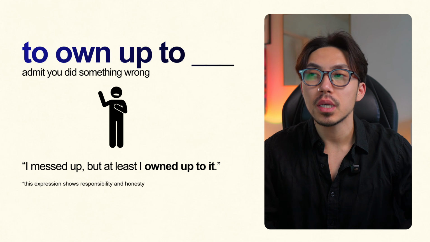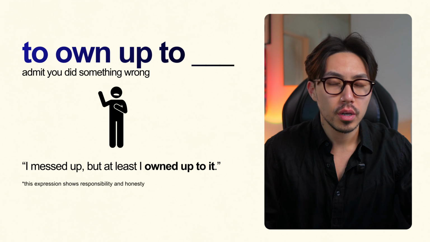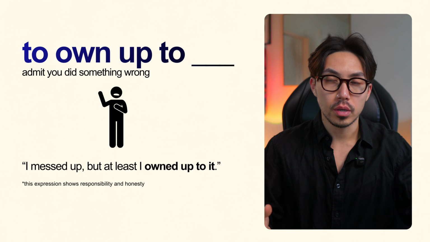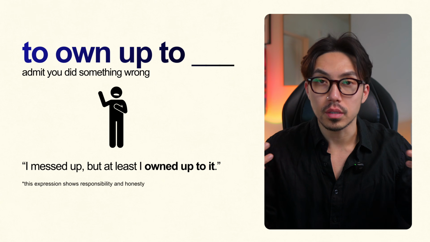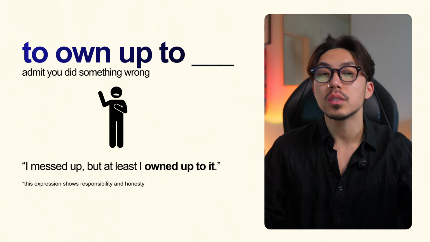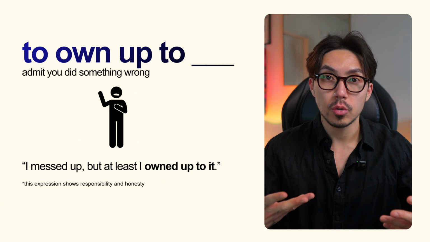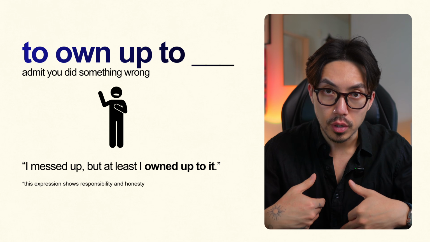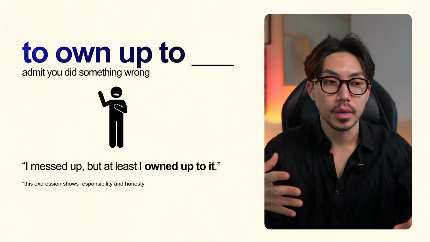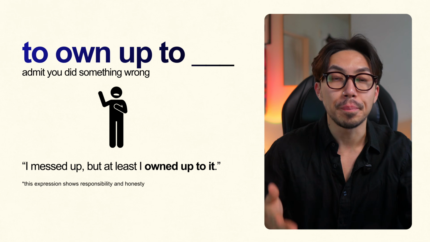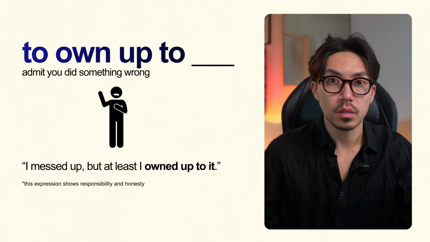Number 2, to own up to something. To own up to something is not only when you admit that you did something wrong and you say, yes, this is my fault, but you also take responsibility for it. So you admit that you did something wrong, and then you take responsibility for it as well by fixing it somehow or committing to never making the same mistake again.